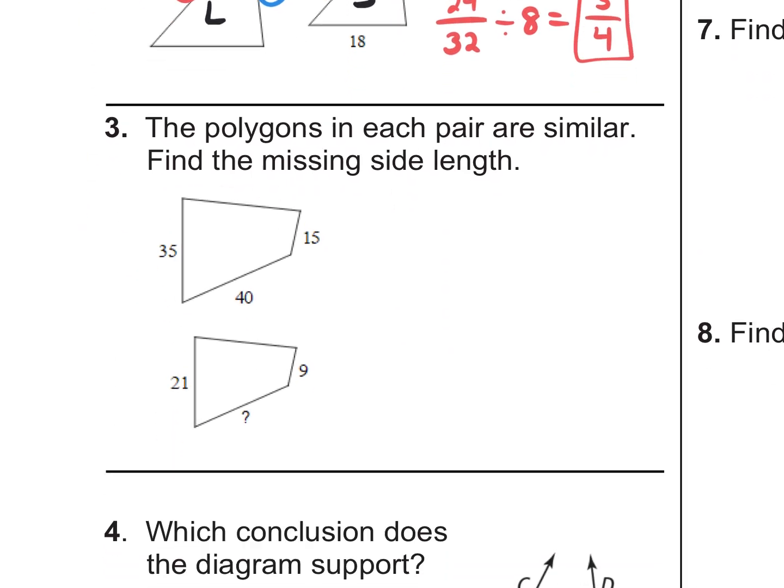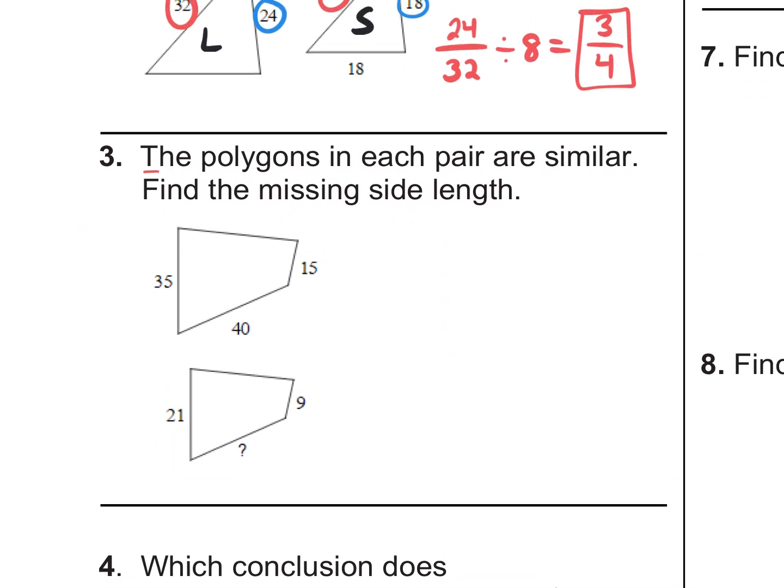Number 3, again, it tells us the polygons are similar. So we know what? Ratios are the same. So I'm finding a missing side. What are we going to set up? Proportion. Okay, we're going to set up a proportion.